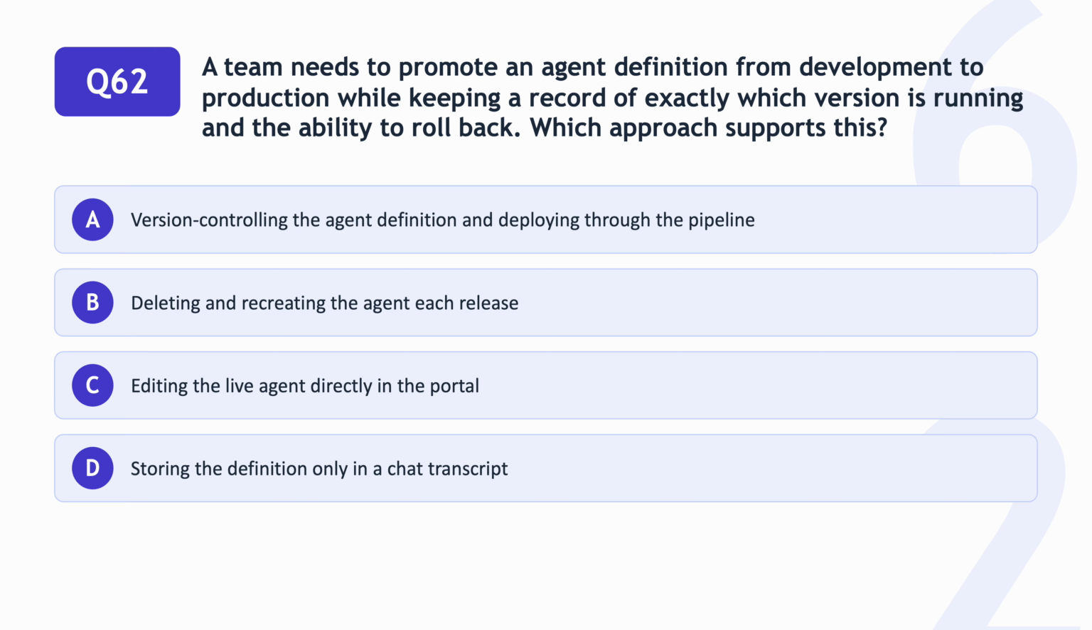A. Version controlling the agent definition and deploying through the pipeline. B. Deleting and recreating the agent each release. C. Editing the live agent directly in the portal. D. Storing the definition only in a chat transcript. Pause the video if you don't want the answer yet.